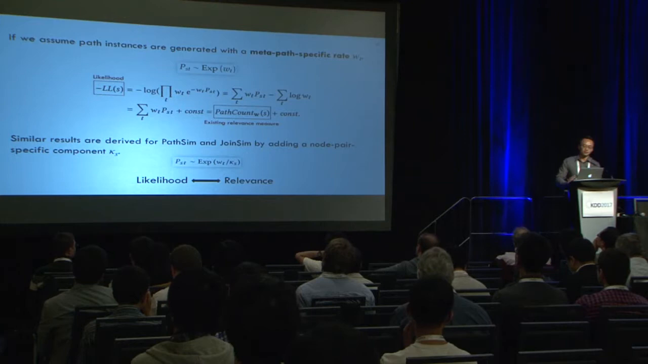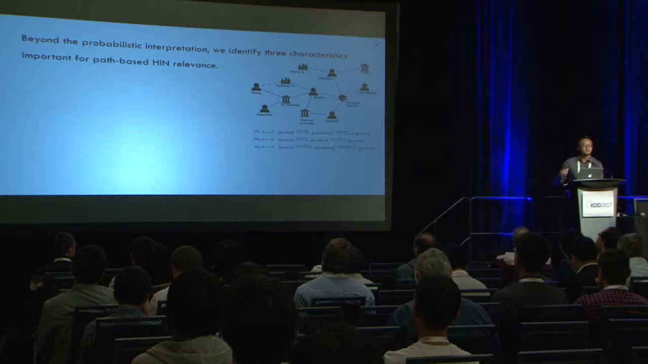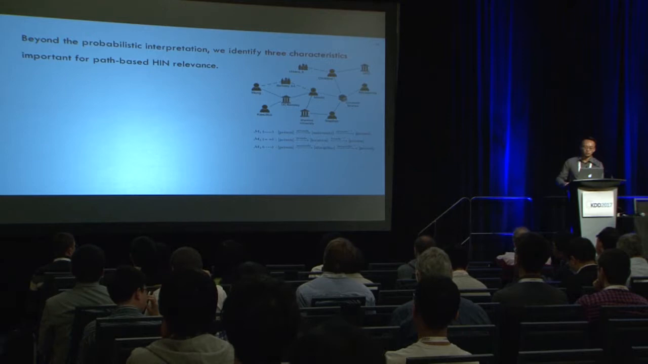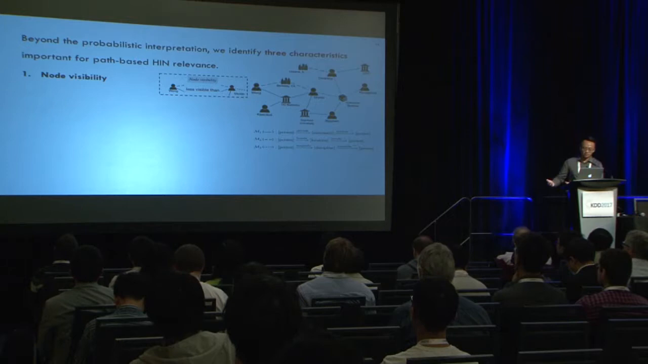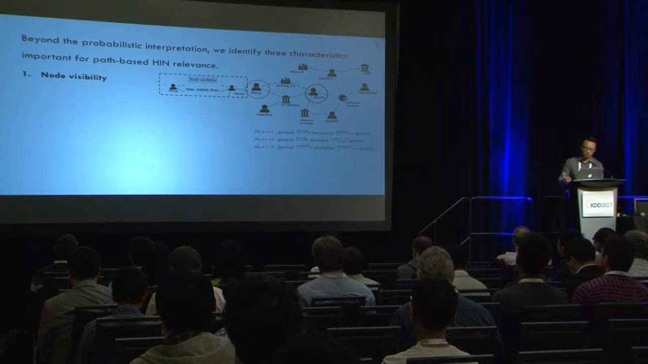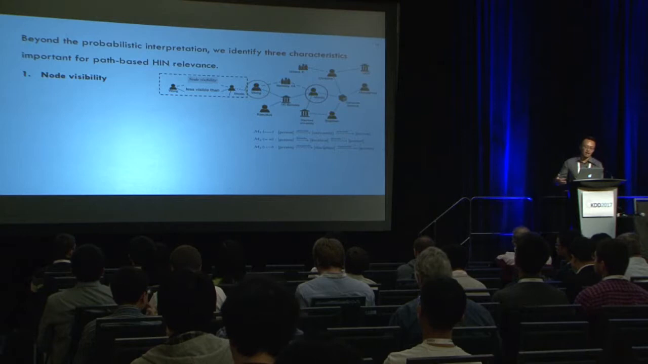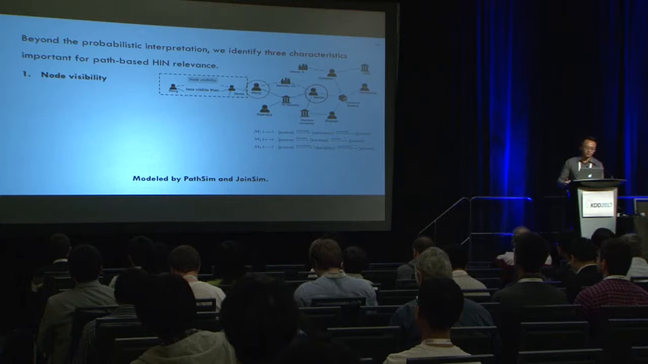And beyond the probabilistic interpretation, in this work, we also identify three characteristics that we deem important for path-based HIN relevance. The first one is node visibility. We can explain this using the example in this toy network, which is like, say, mortal is more visible than one. So having a path with nodes like mortal is not that much an unlikely thing. And this kind of node visibility is exactly what is already modeled by path sim and join sim using heuristics.